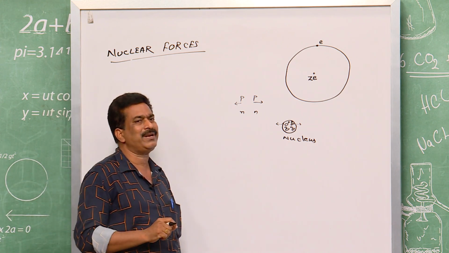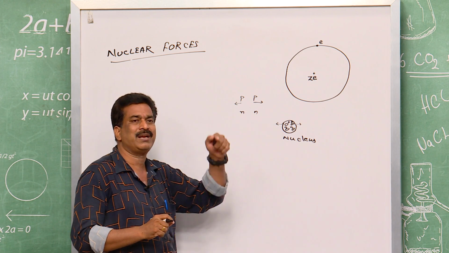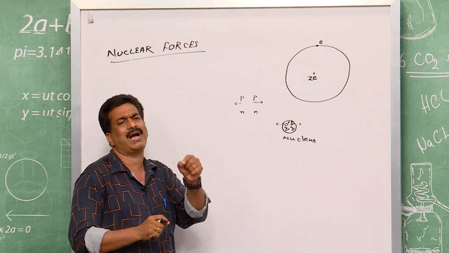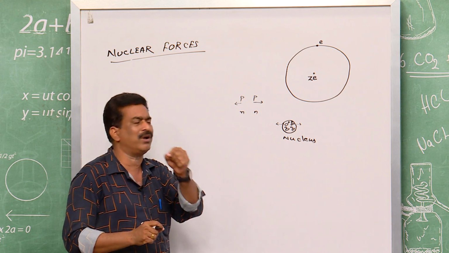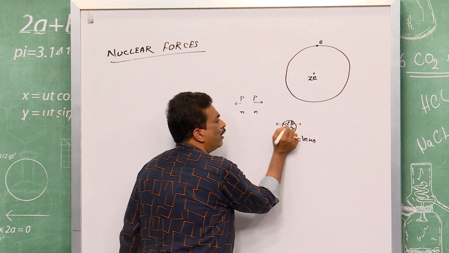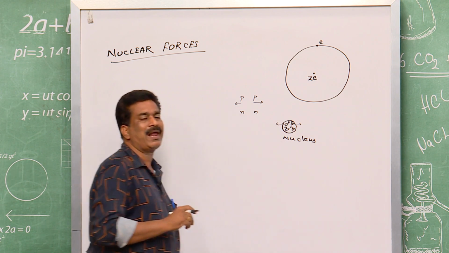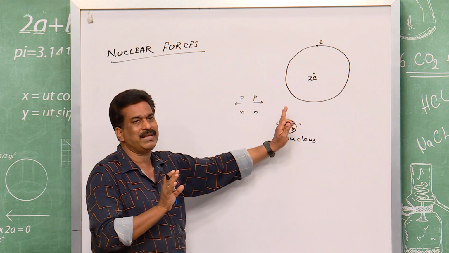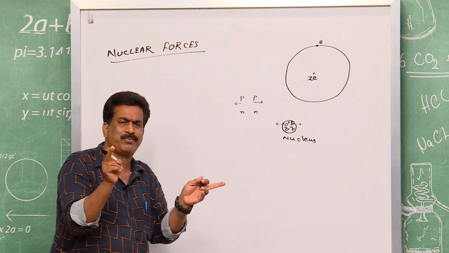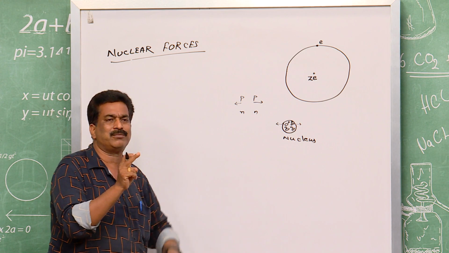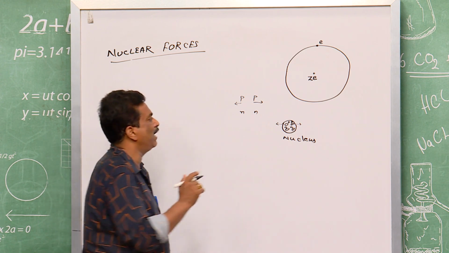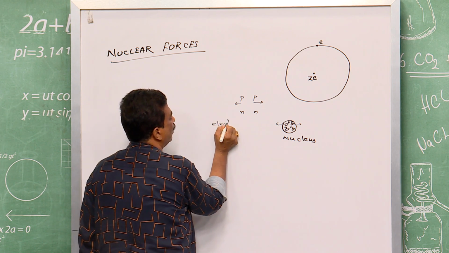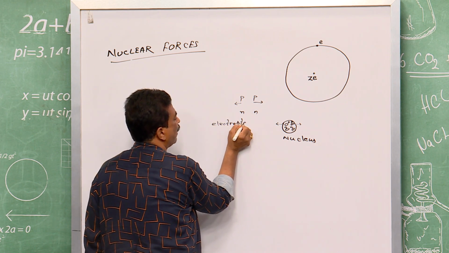But actually that is not happening. The neutrons and protons remain inside the nucleus in a very small area, having a very small volume, meaning the effect of these two repulsive forces is nullified. Therefore, they remain there. If the repulsive forces are nullified, there must be some other force. These repulsive forces are electrostatic.